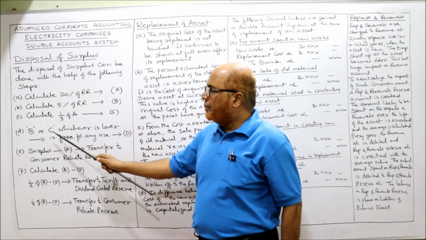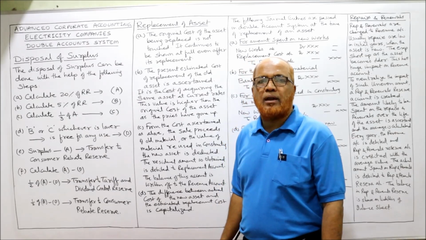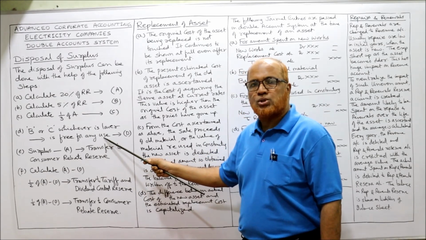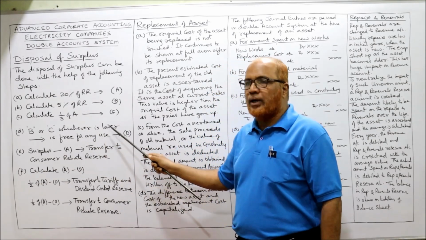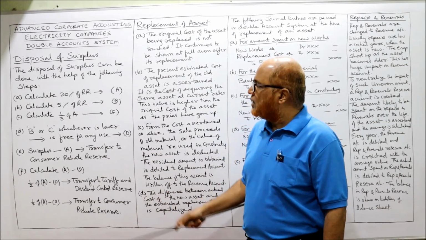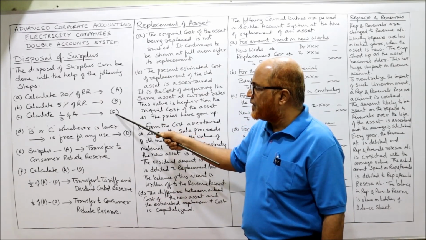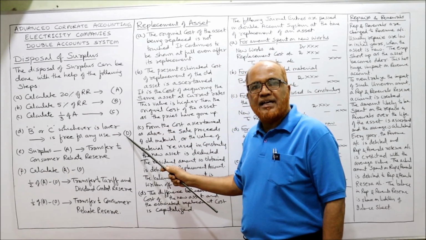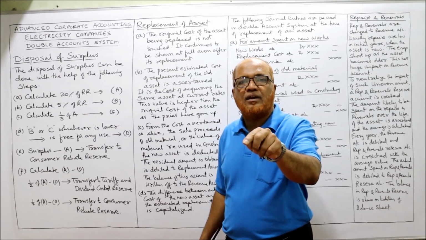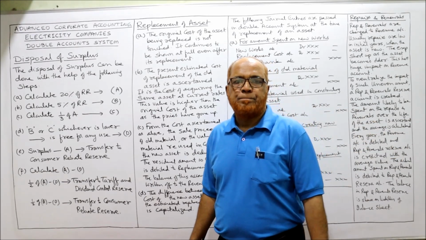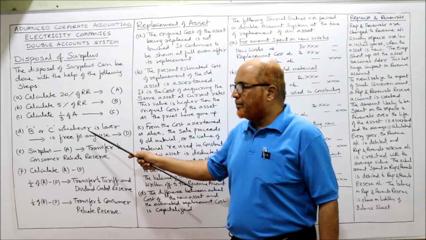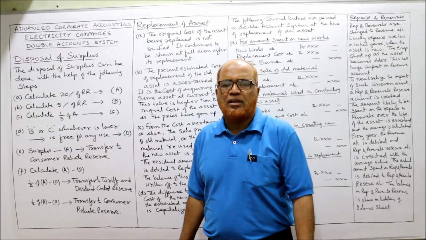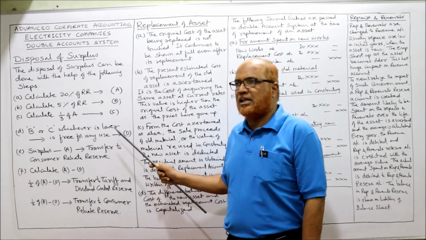Now fourth step, B or C, whichever is lower, is free for any use by the company. That means we have to compare B and C. Whichever is lower of these two will be treated as D, and that is free for any use to the company. The Electricity Companies Act says B or C, whichever is less, should be given to the company for any use. The company can make any use of this D.